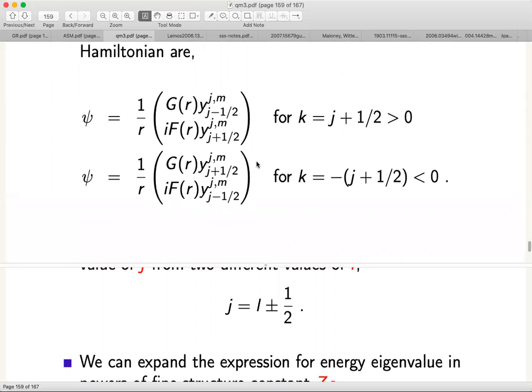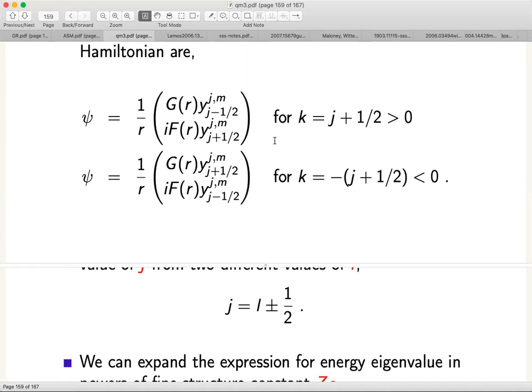I am not giving you the exact form of G of r and F of r, but it should be obtainable. You need to fix the quantum number n prime to be some value. For that value, these functions are known, and they are the same as Laguerre polynomials actually. Nothing new there. So any questions here?